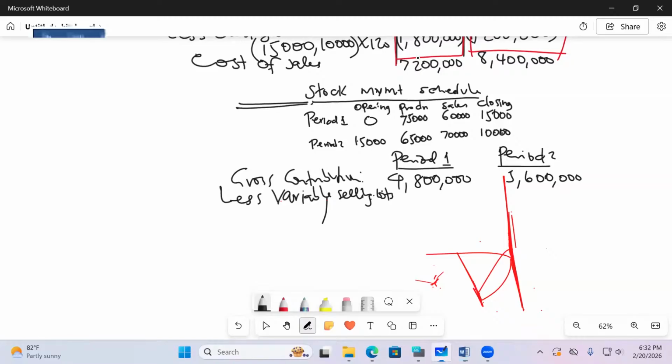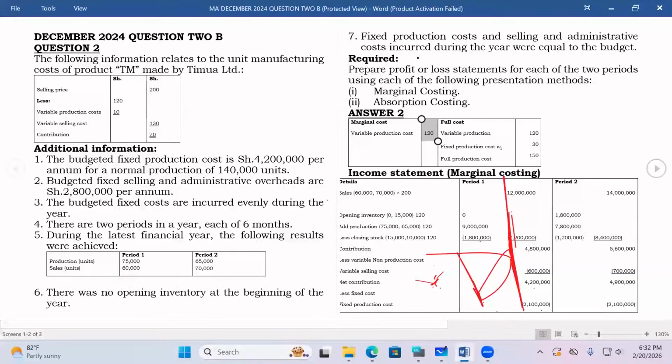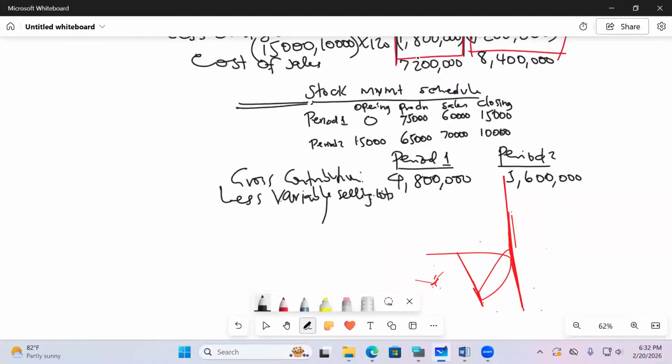If I come to the question here, ladies and gentlemen, I know this 120 is variable production cost, and then the variable selling is how much here? 10. But now remember that 10 is for each unit. So I must look for the units that we sold to multiply with 10. The units which we sold here.